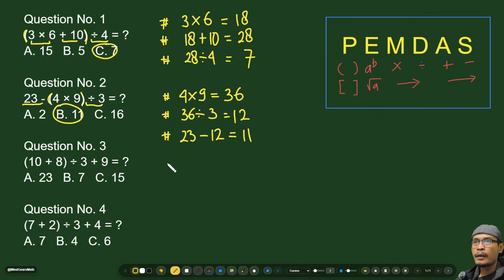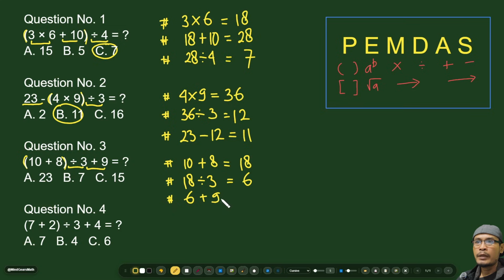Question 3. 10 plus 8 in parentheses divided by 3 plus 9. Parentheses first. 10 plus 8 is 18. Now division and addition. Division is stronger. 18 divided by 3 is 6. Last step, 6 plus 9 is 15. So the answer is C.